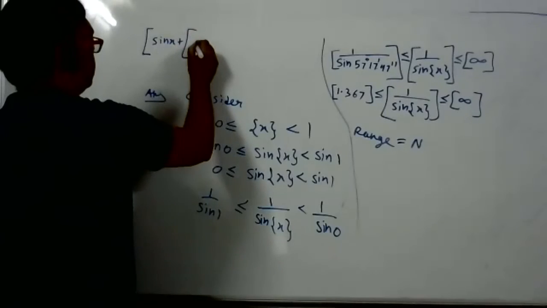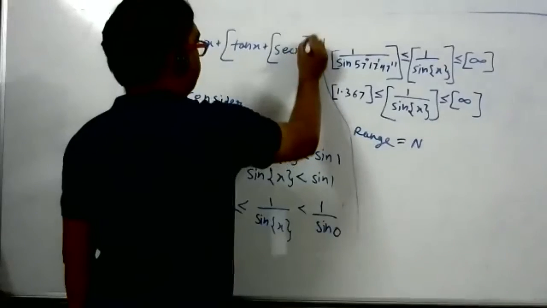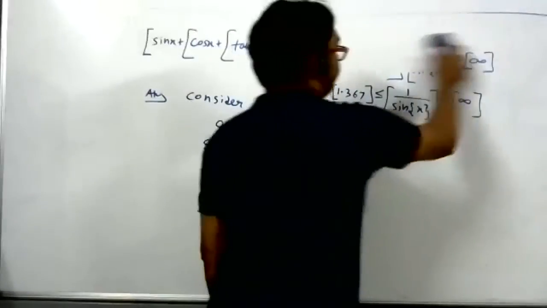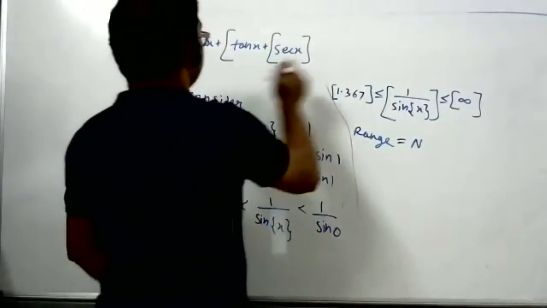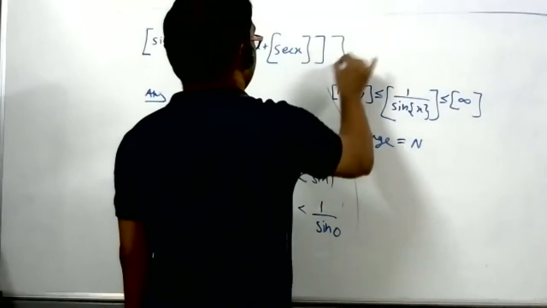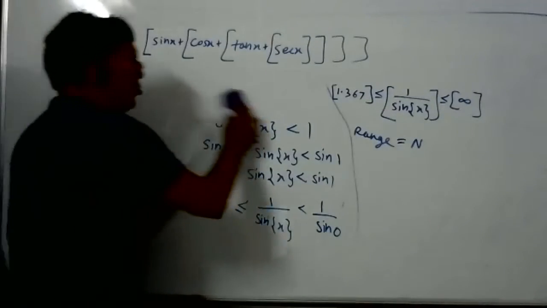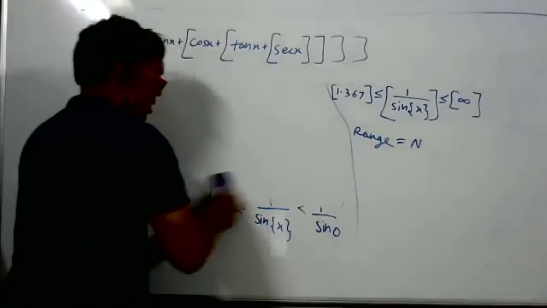Next problem is greatest integer function of sin x plus greatest integer function of cos x plus greatest integer function of tan x plus greatest integer function of secant x. Shall I erase the board completely? Previous sum, yes. And they will mention it is greatest integer function. Very simple this sum is, but it looks difficult.